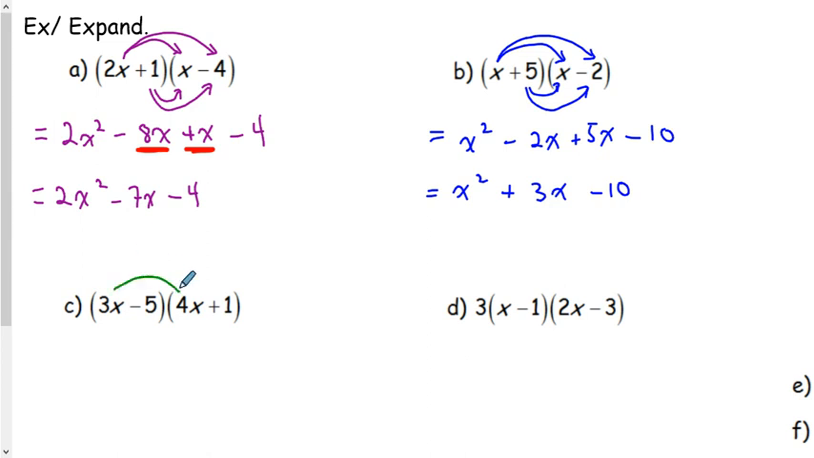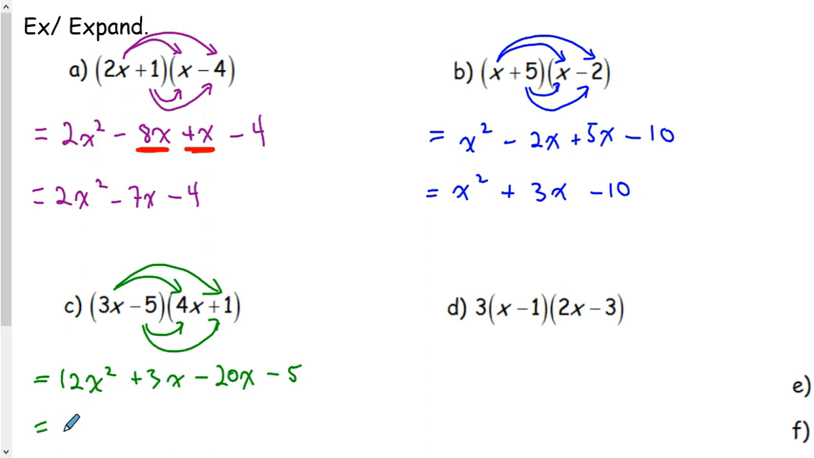Okay, so I'm going to move a little bit quicker now. Got 3x times 4x, 3x times 1, minus 5 times 4x, minus 5 times 1. So 3x times 4x, well 3 times 4 is 12, and x times x is x squared. 3x times 1 is just 3x. Negative 5 times 4x will give us minus 5 times 4 is 20x. And negative 5 times 1 is negative 5.